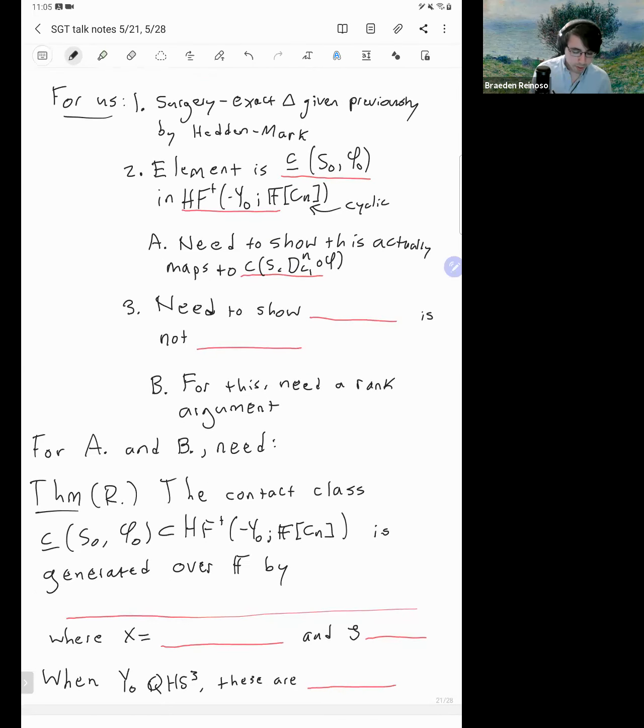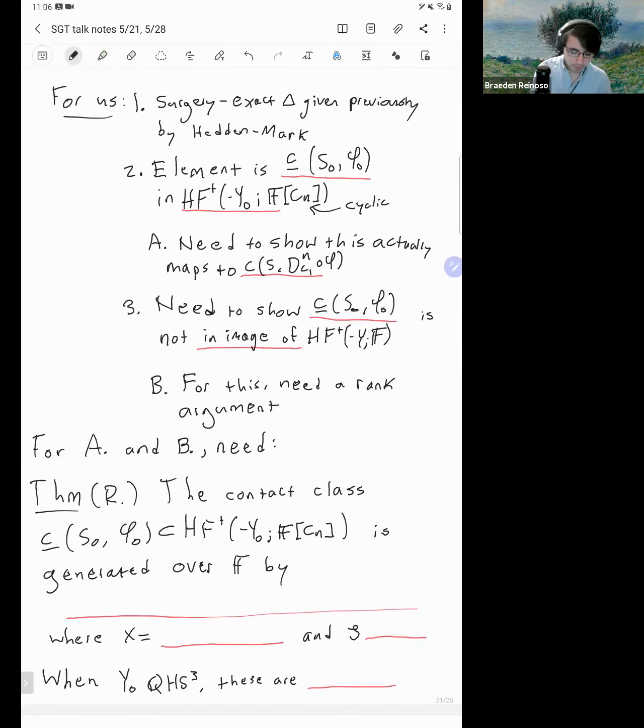And then that will be the element we're interested in. And then finally, we need to show that that element, this twisted contact class, is not in the image in the exact triangle. And where is it going to be in the image from? Our exact triangle is going to be coming from just our original ambient manifold with F coefficients that we started with.